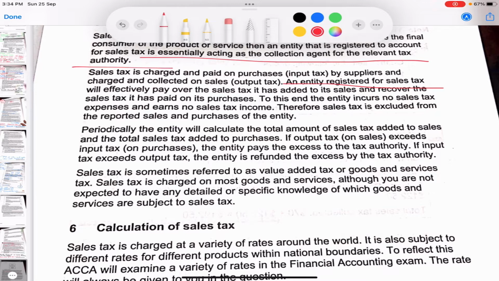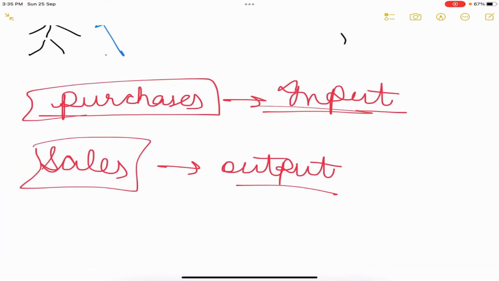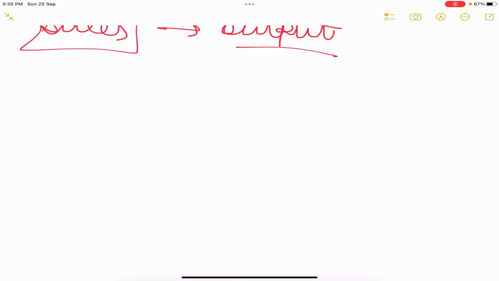Periodically, the entity will calculate the total amount of sales tax added to sales and the total tax added to purchases. If output tax exceeds the input tax, the entity pays the excess to the tax authority. If input tax exceeds the output tax, the entity is refunded the excess. Okay, now let's talk about it. I will explain. Don't worry, everything is very easy.